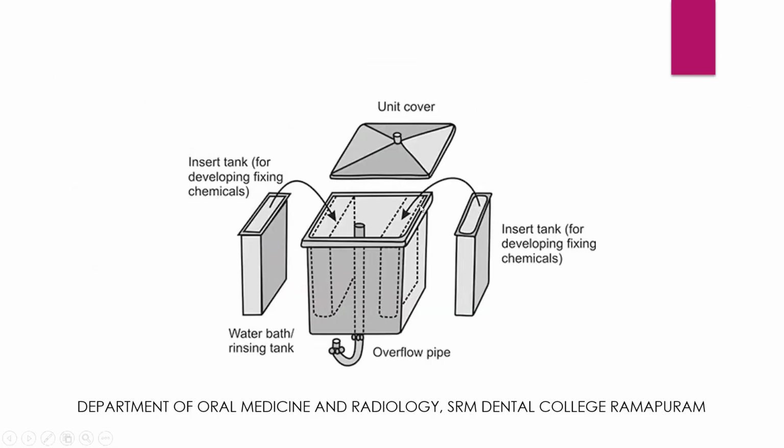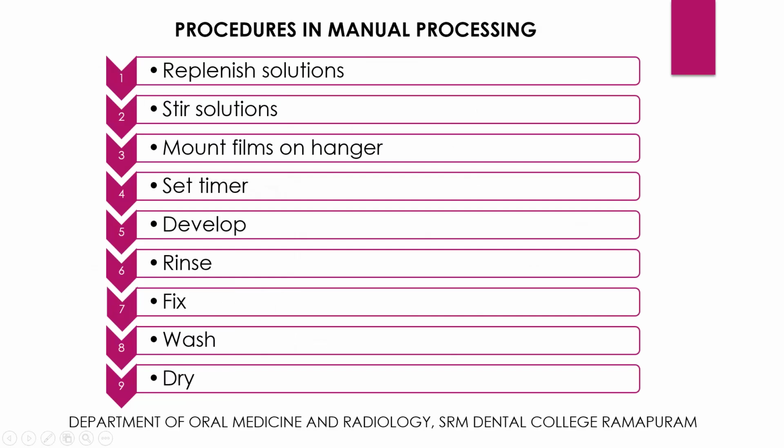So this is the developing tank. We have the insert tank for developing and fixing chemicals, with the unit power. So we have the developer, a water bath, and a fixer tank with an overflow pipe. These are the different steps in manual processing: to replenish the solutions, stirring the solutions, mounting the films with the hanger, setting the timer for the time-temperature method, developing, rinsing, fixing, washing, and drying.